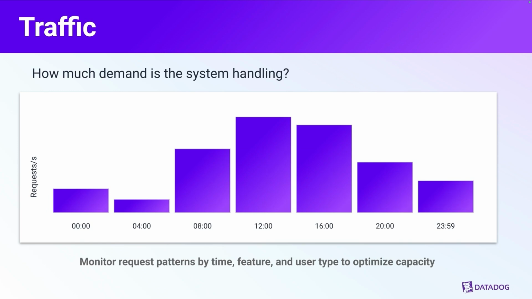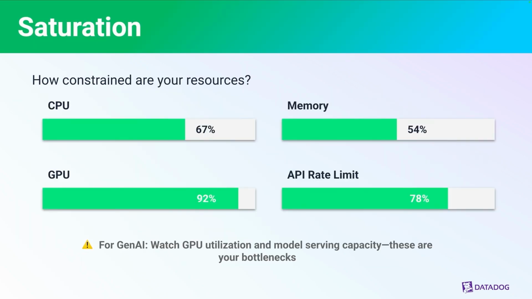You've got to also segment your traffic analysis to be truly effective. This means monitoring request patterns not just by time, but by feature. For example, is it the internal chatbot or the external facing summarization tool? Also the user type. Are premium users or new users driving the most traffic? And finally, by model. Which specific model, is it a big model, a small model, a more expensive or cheaper model, is handling the majority of your volume? And by segmenting this traffic, you can optimize capacity, manage your model-specific rate limits effectively, and ultimately control your costs.